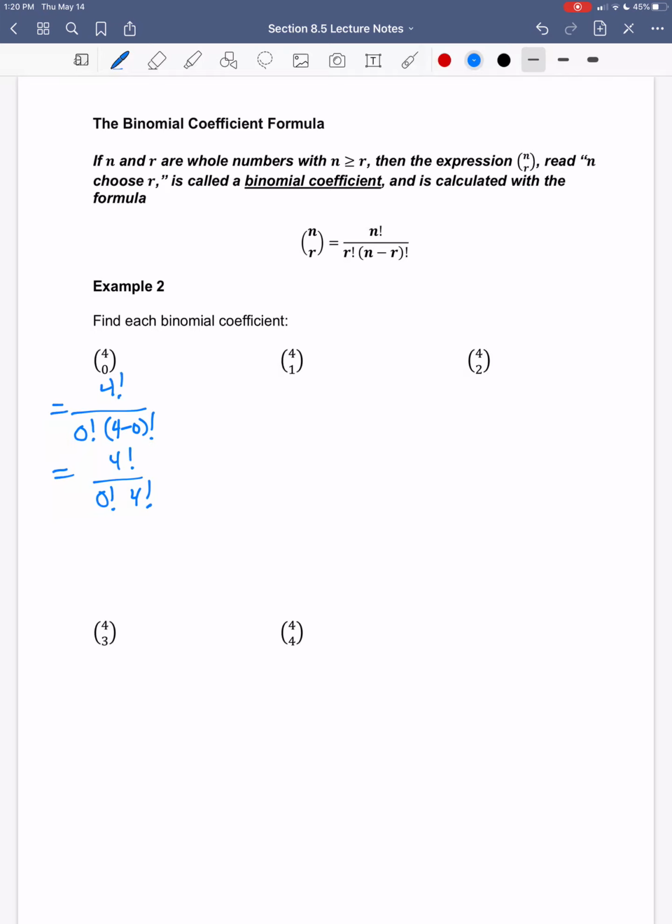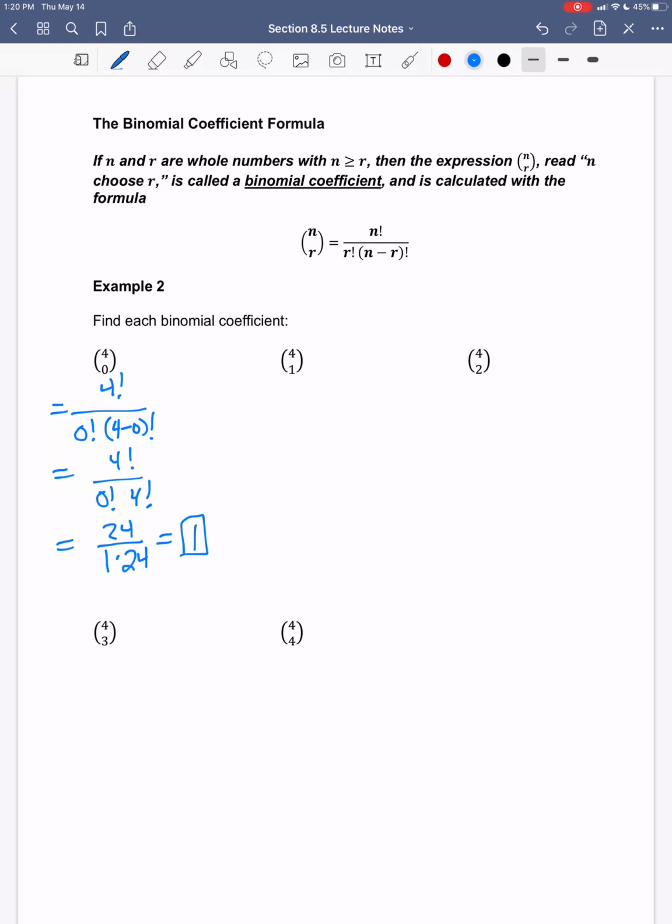Now, we could figure out what 4 factorial is. 4 times 3 times 2 times 1 is 24. Of course, 0 factorial we've said is 1. And this whole thing then is just going to be equal to 1 overall. What that's really saying is if you have 4 books in a box and you pick 0 of them to read, how many ways can you do that? Well, there's just one way to do it. You just don't pick any books.